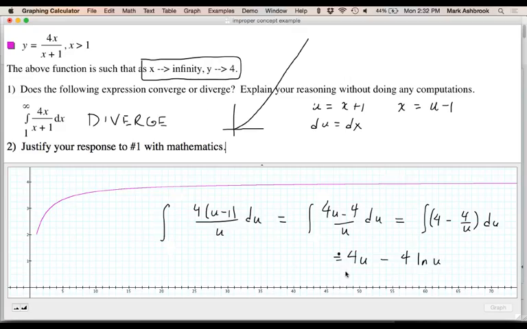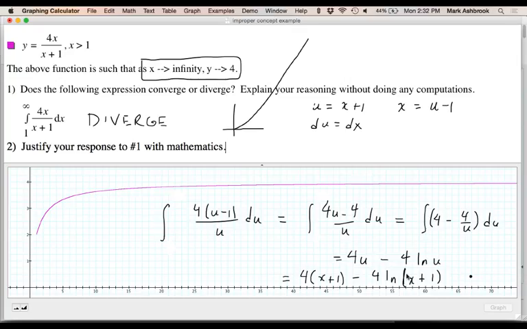And so then we can change that back to x. u is x plus 1, so we get 4 times (x plus 1) minus 4 natural log of (x plus 1). The absolute value is optional here because of the limits of integration. x is always positive, so that will always be positive.